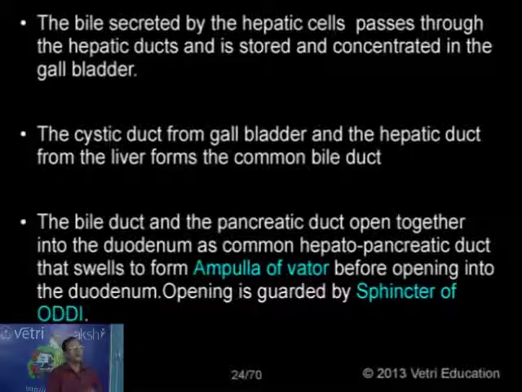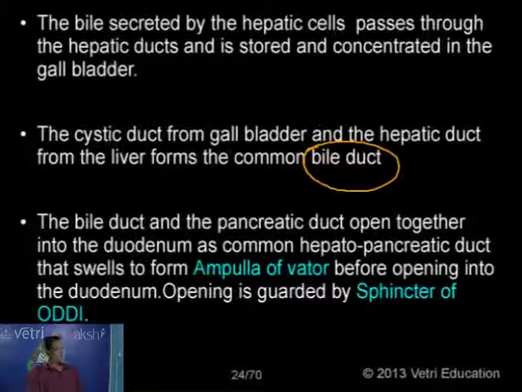From the liver cells, many ducts arise, which we call the hepatic ducts. From the gallbladder arises one duct, called the cystic duct. The cystic duct from the gallbladder and the hepatic ducts from the hepatic lobules join to form the common bile duct. Then the bile duct proceeds and opens into the duodenum.